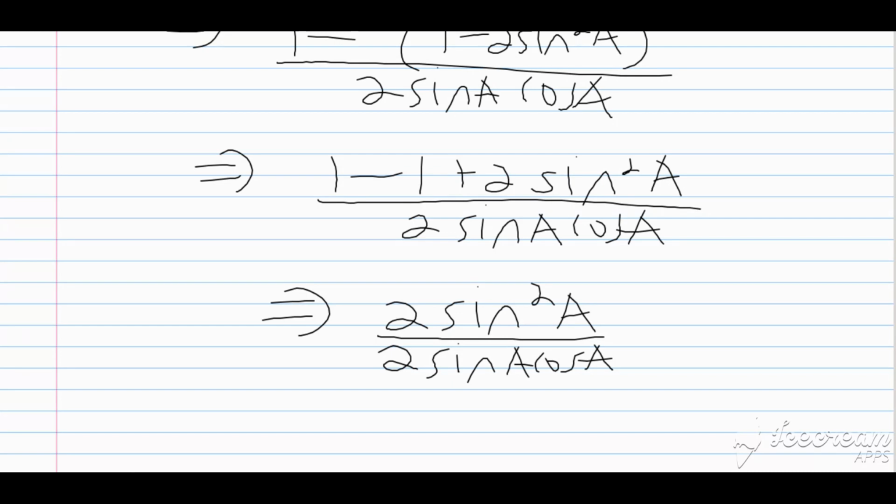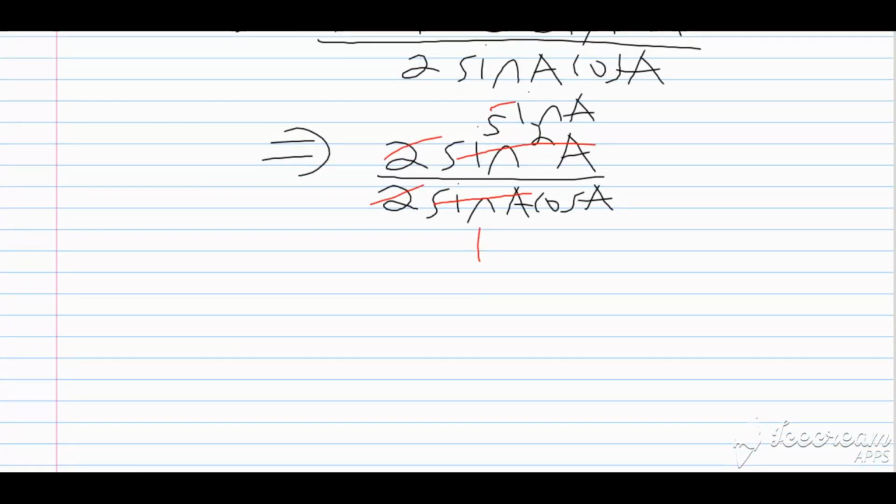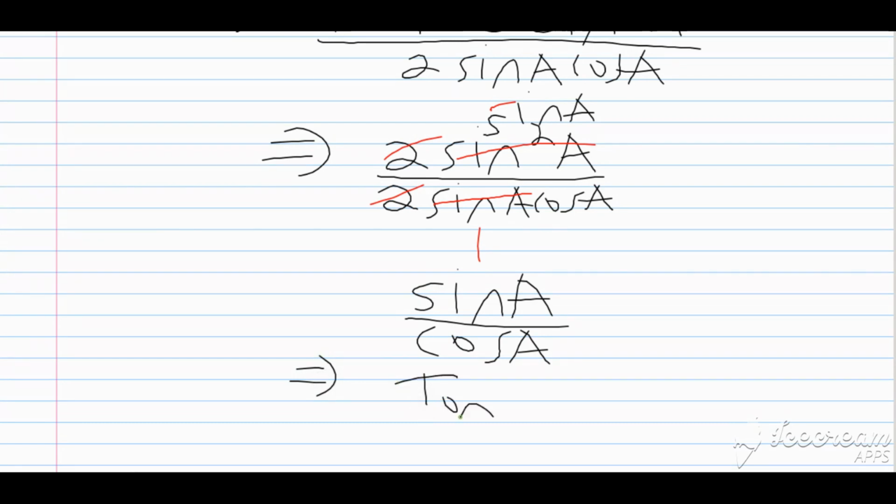We can reduce this fraction. All right, so let me start by taking out the 2. So the 2 is gone. And if I look at the sine a, by laws of indices, sine a into sine squared a is going to give me sine a. So my fraction actually becomes sine of a over the cosine of a, which is exactly what we want. This is equal to the tangent of a, which is what is on my right hand side.